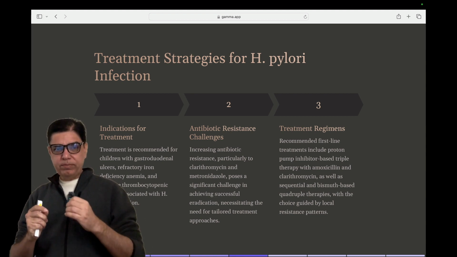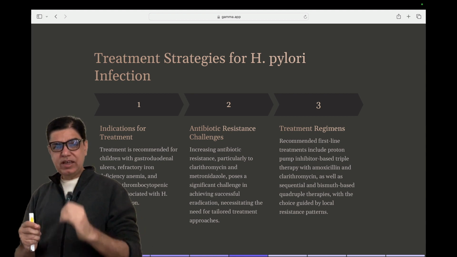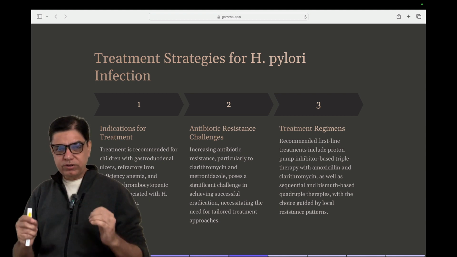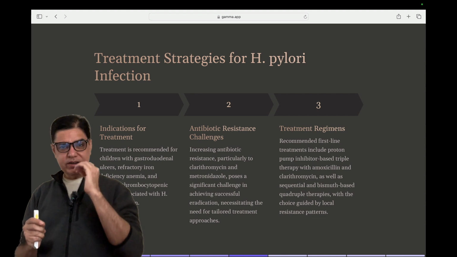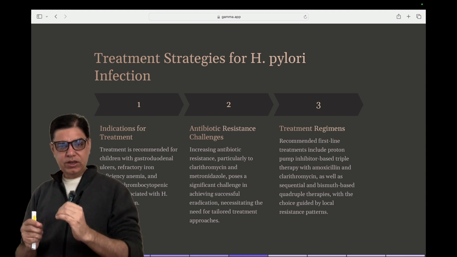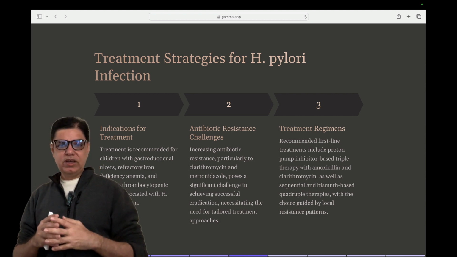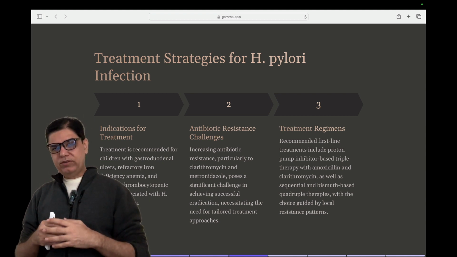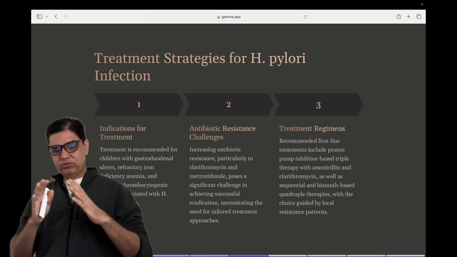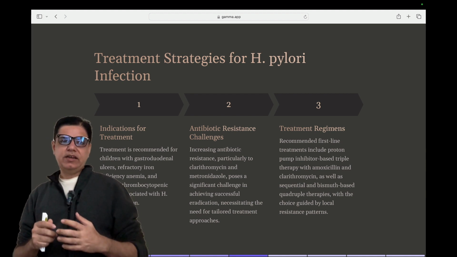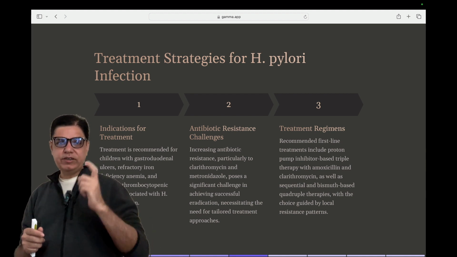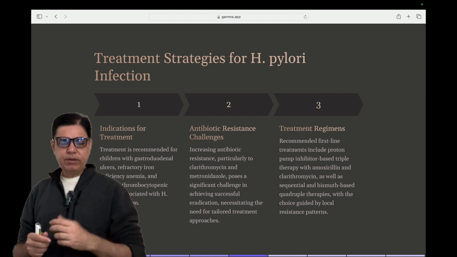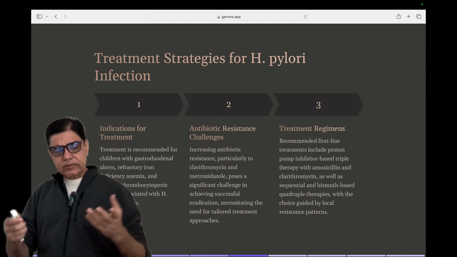And what are those complications? Peptic ulcer disease, refractory iron deficiency anemia. If somebody's got iron deficiency anemia, you don't know the reason why it is happening, you give them iron, it's not curing the problem. Or if somebody has chronic thrombocytopenic purpura associated with H. pylori infection. So these are the scenarios where in that particular case you have to treat them. And I will come in a moment to what triple regimen is recommended for H.